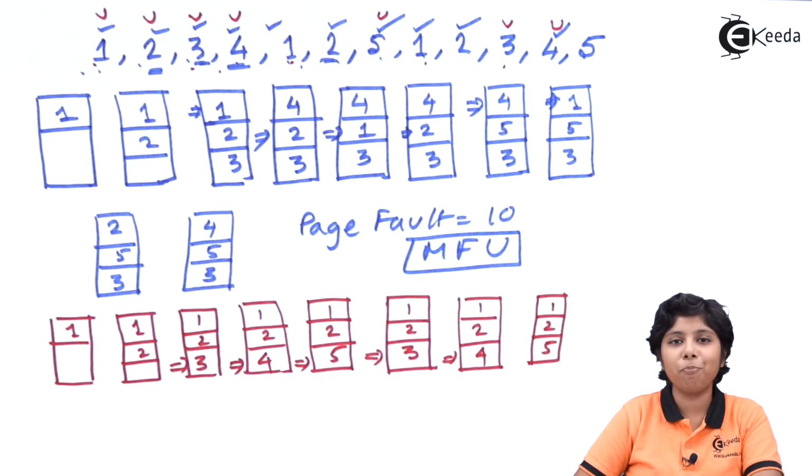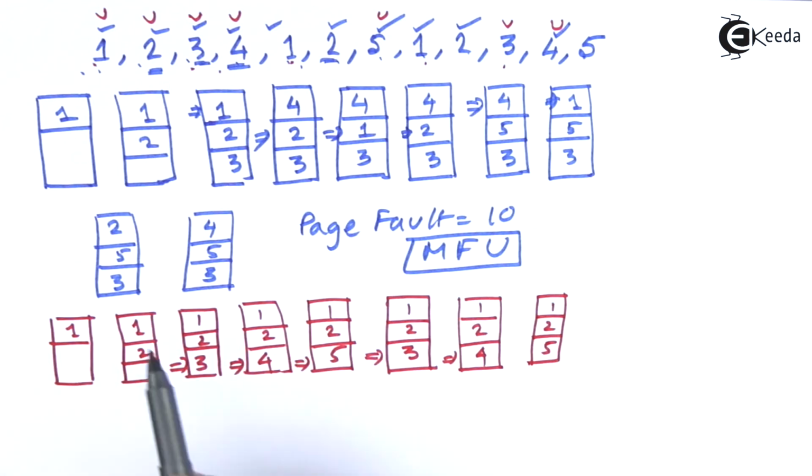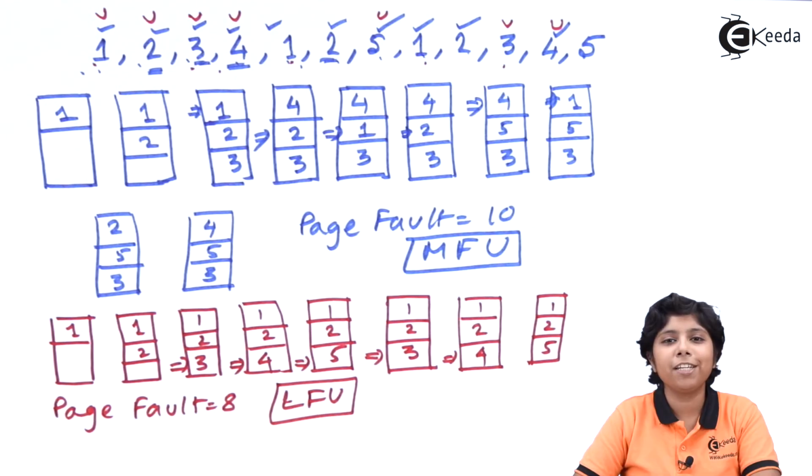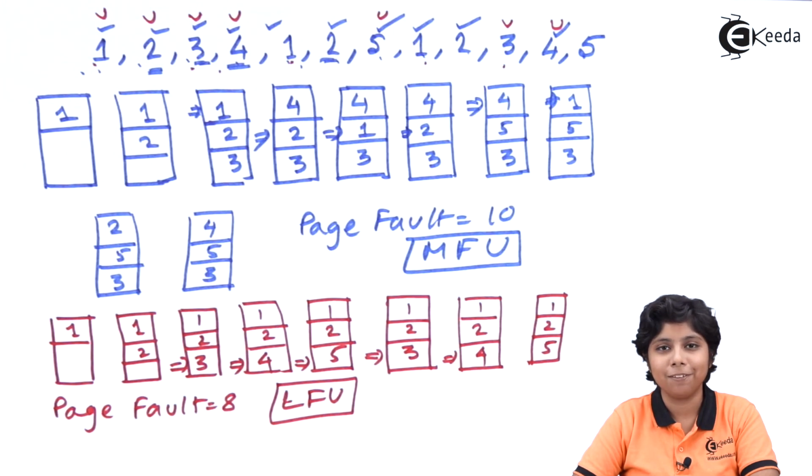So the final number of page faults using this LFU is 8. But both of these algorithms are not common and they are not the best approximation of the optimal page replacement strategy. That is why they are not mostly used in computer systems.